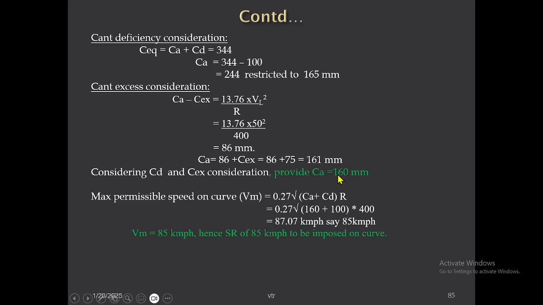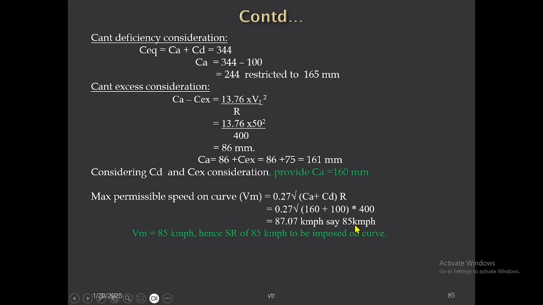So once we know the cant actual, and the permissible limit of cant deficiency is also given, it is 100 mm. So we can use this relation Vm equals 0.27 root of (Ca plus Cd) into R. Ca we have already decided, 160 mm. Cant deficiency is given in the problem, then 400 meter radius of the curve is also in the problem. So substituting here, we are getting Vm coming around 87.07 kmph, say 85 kmph.